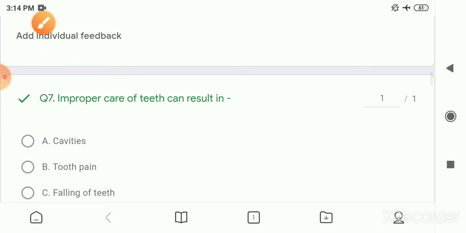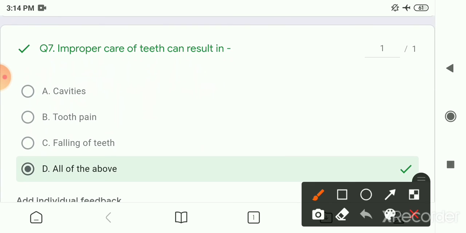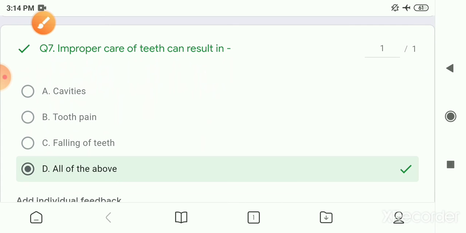Next, seventh number, improper care of teeth can result in blank. The options are cavity, tooth pain, falling of teeth and all of the above. So here your answer is option D, that is all of the above. Improper care of teeth can result in cavities, tooth pain and even falling of teeth. So we have to take care of our teeth.